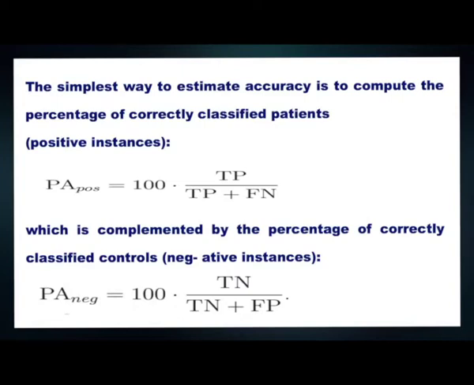The simplest way to estimate accuracy is to compute the percentage of correctly classified patients, the positive instances. PA positive equals 100 times TP divided by TP plus FN, which is complemented by the percentage of correctly classified controls, which is nothing but the negative instances. Hence, PA negative equals 100 times TN divided by TN plus FP.